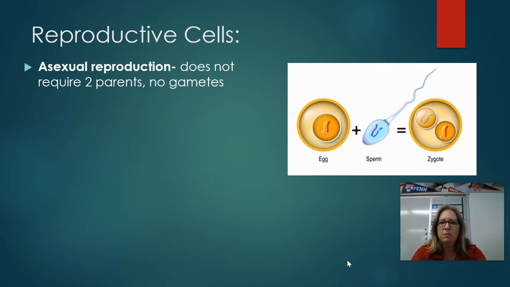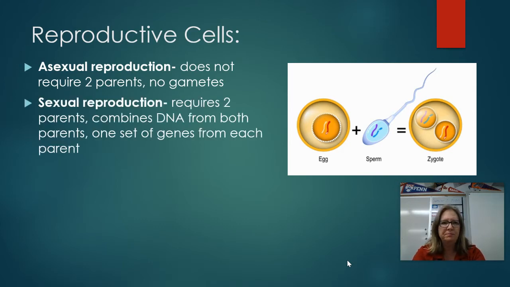First of all, asexual reproduction does not involve two parents. Okay, there's no gametes involved, which are those special sex cells that I'll define for you in just a minute. There's no combining of DNA with asexual reproduction. Sexual reproduction doesn't necessarily imply sex, but it does require DNA from two different parents. Okay, and then that DNA gets combined. You get one set of DNA from each parent. There's different types of fertilization that we'll talk about that handles that, but ultimately it does involve DNA from both parents, one set from each parent.